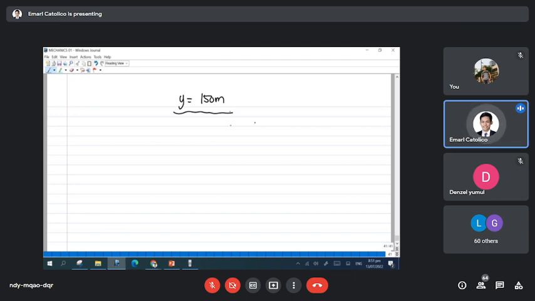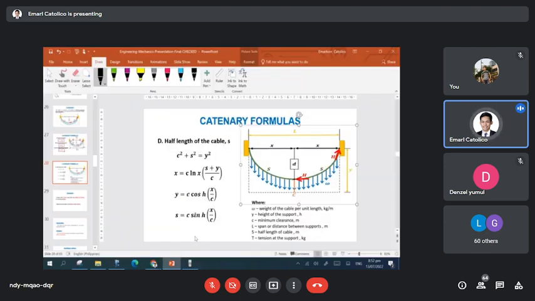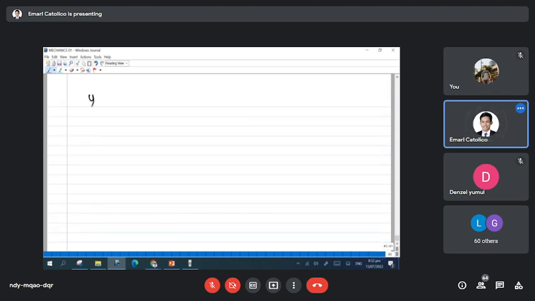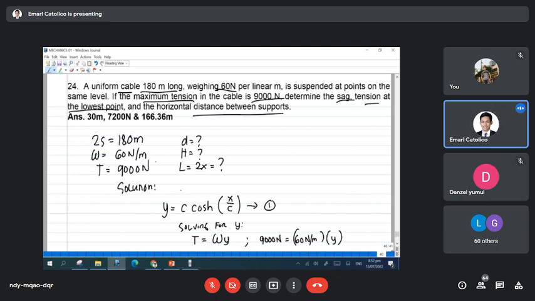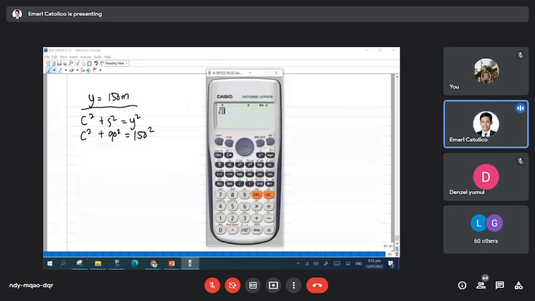Okay. Since sinolve na natin si y, solve na natin si c. Yung pwede natin gamitin na formula: c squared plus s squared is equals to y squared. Okay, so dito ko na lang isulat yung 150 meter. Okay, c squared plus value ng s natin, 180 divided by 2 is 90. So 90 squared is equals to y, which is 150. So square root of 150 squared minus 90 squared. Okay, so 120, value ng c.